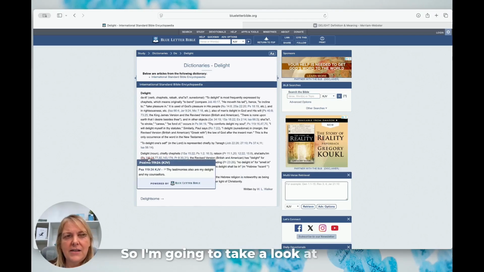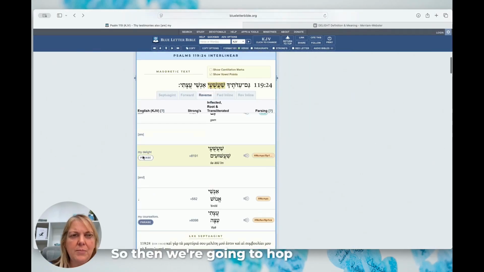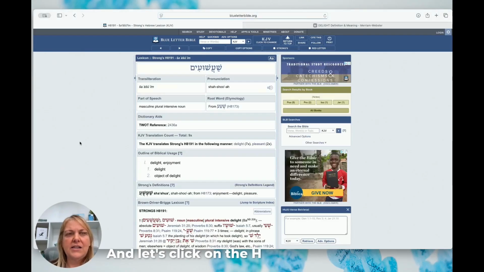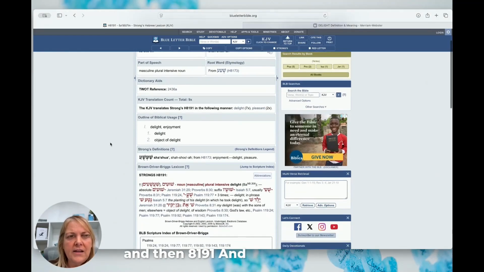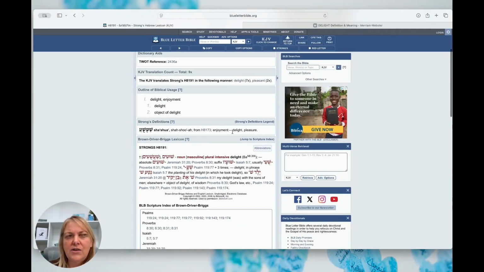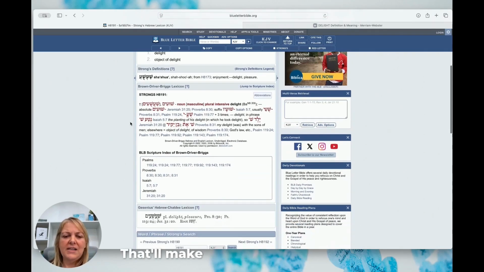So I'm going to take a look at Psalm 119:24. And so here we go. Let's click on this. So then we're going to hop down here. We're going to look. This is the phrase, my delight. And let's click on that, 8191. H is Hebrew, and then 8191. And so we look here: delight, enjoyment, object of affection, enjoyment, delight, or pleasure. So let's jot this down, H8191. That'll make sense here in a minute.